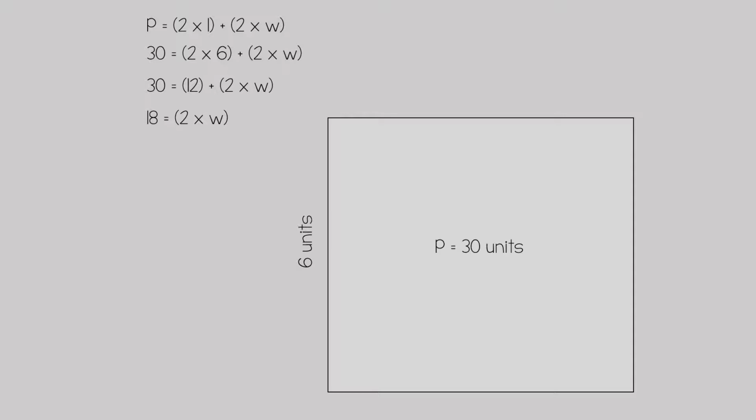Since we have to multiply the width by 2 to find the length of the missing side, let's divide the remaining length by 2 to find the length of each side. 18 divided by 2 equals 9. And now we can plug 9 back into the formula for width and 6 for length to check our answer. 2 times 6 equals 12, 2 times 9 equals 18, and 18 plus 12 equals 30.